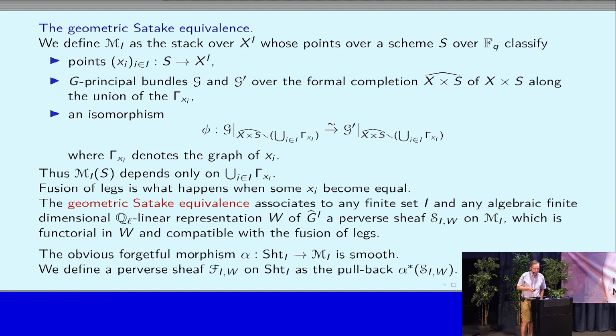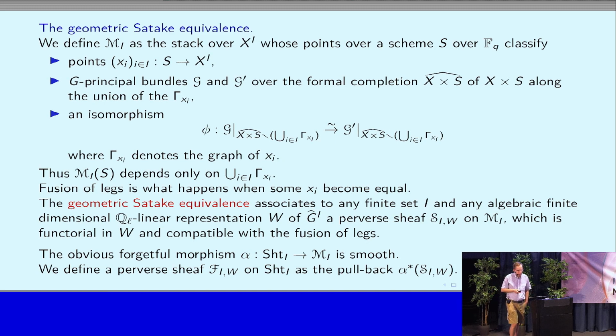So now I recall the geometric Satake equivalence briefly. In the definition of the stack of Shtukas, there are two things. There is this modification on the graphs of the x_i, and then the isomorphism with the pullback by Frobenius of S. And here I consider the stack M of modifications without the pullback by Frobenius. So M classifies two principal bundles, G and G prime. G prime is no more the pullback of G by Frobenius. So they are only on the formal completion of X times S along the union of the graphs. And then there is an isomorphism with poles on the union of the graphs.